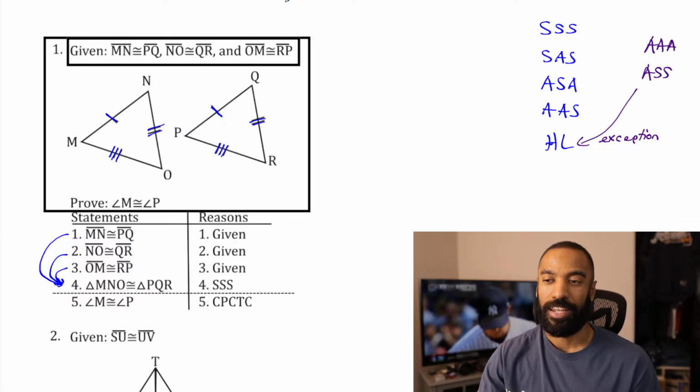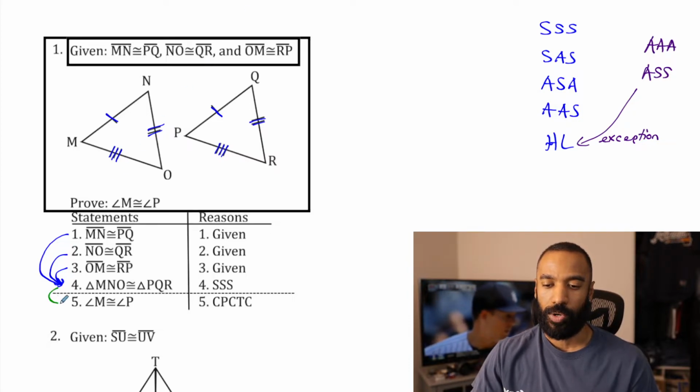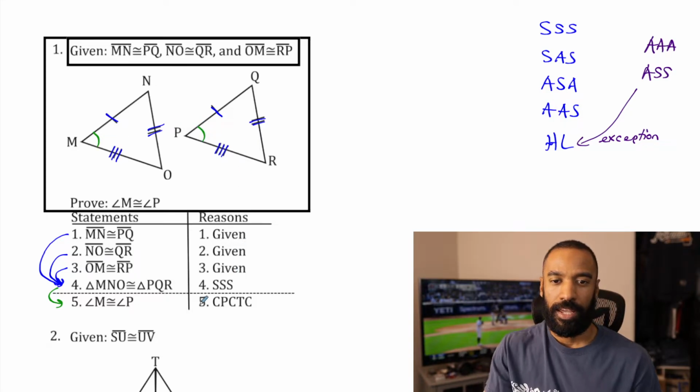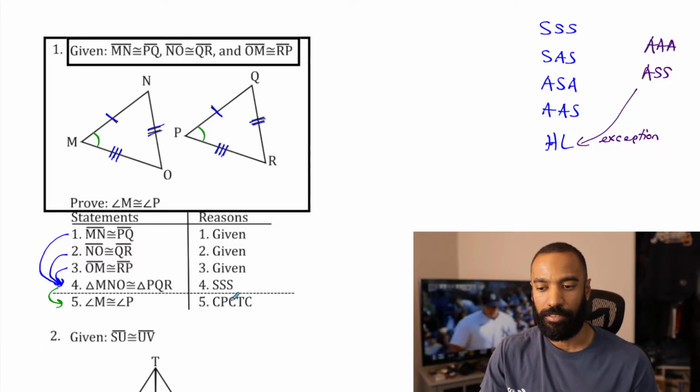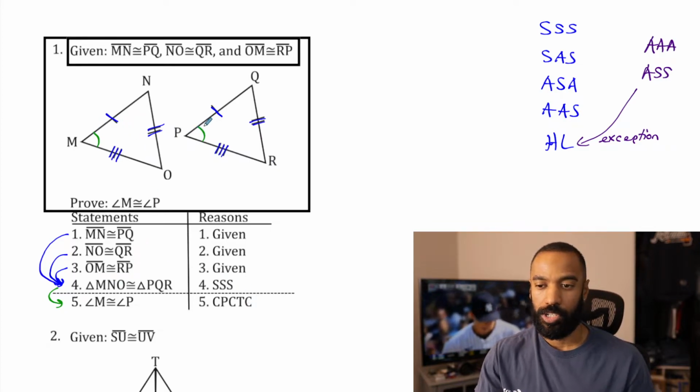As a result of that, because of statement 4, that helps us lead to statement 5. If the triangles are congruent, then corresponding angles are congruent, such as angles M and P. That's what CPCTC stands for. It stands for corresponding parts of congruent triangles are congruent. M and P correspond to each other.